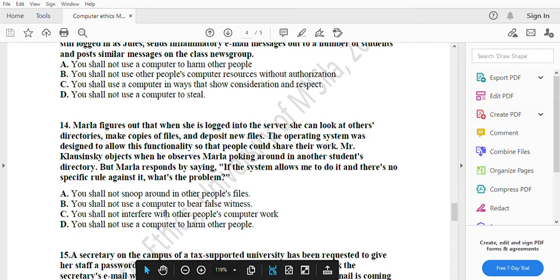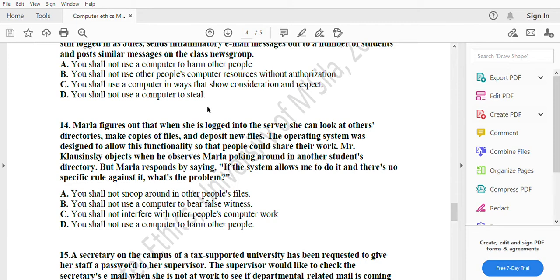Let's move to number 14. Now here we give you situations and it's up to you to try to find the answer. Marla figures out that when she's logged into the server, she can look at others' directories, make copies of files, and deposit new files. The operating system was designed to allow this functionality so that people could share the work. Mr. Klonsinski objects when he observes Marla poking around in another student's directory. But Marla responds by saying, if the system allows me to do it, and there is no specific rule against it, where is the problem? So she doesn't see what the problem is. So what should we do in this case?